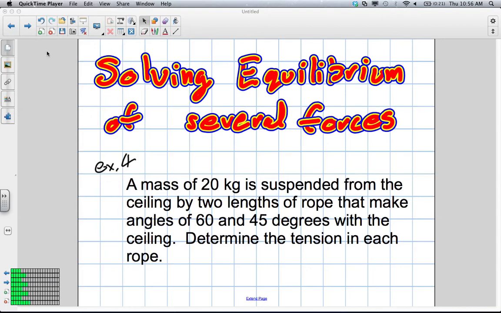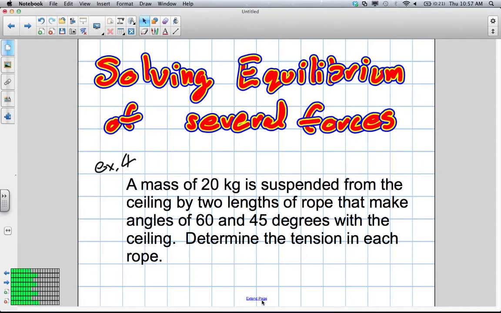Alright, solving equilibrium of several forces. So, the question in example 4 says a mass of 20 kilograms is suspended from the ceiling by 2 lengths of rope that make angles of 60 and 45 degrees with the ceiling. Determine the tension in each rope. We need to solve a couple things.